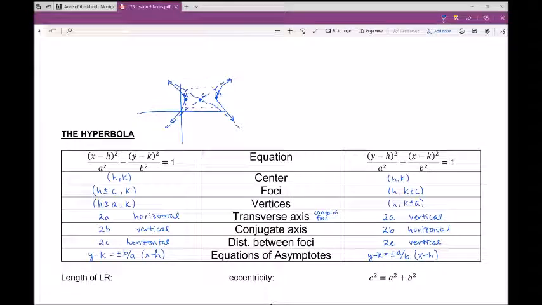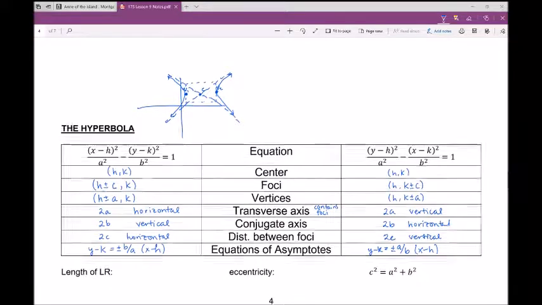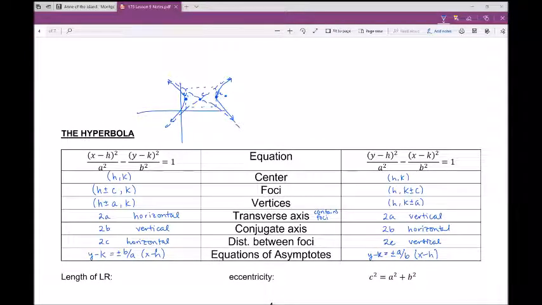Okay, so that's the idea of a horizontal asymptote, and your foci will be located some distance away from those vertices, but inside of the curve. So we call that focus 1 and that focus 2. Okay, so that's the idea of a horizontal hyperbola.